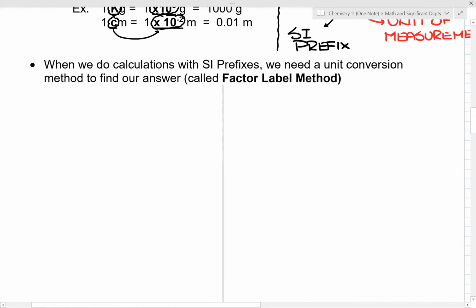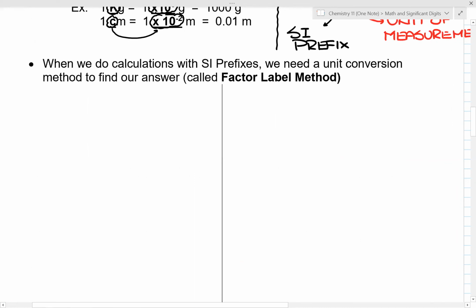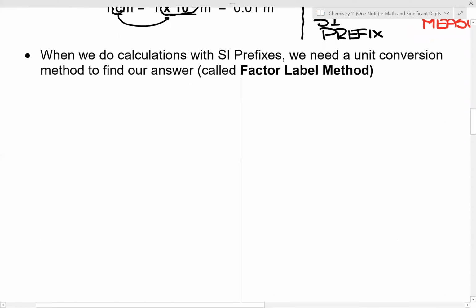Now, when we do the SI prefixes, we need to do a unit conversion to find our answer. Okay, before we used to call it the factor label method, but all I'm going to do is just do cross multiplication. Now, let me give you 2 examples. So let's say example number 1 is something very straightforward. Let's say 45 millimeters is equal to how many meters?